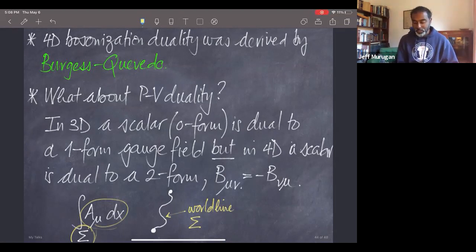In 4 dimensions, a scalar is dual to a 2 form. And a 2 form couples to a string-like object. So this seems to suggest that in 4 dimensions, we don't have a particle-vortex duality, but we have something like a particle-vortex string duality. That kind of makes sense because a vortex in the plane is a string in space-time. This is a vortex string. It's a soliton. It's not a string as in string theory, which is a fundamental string. This is what we call a solitonic string.